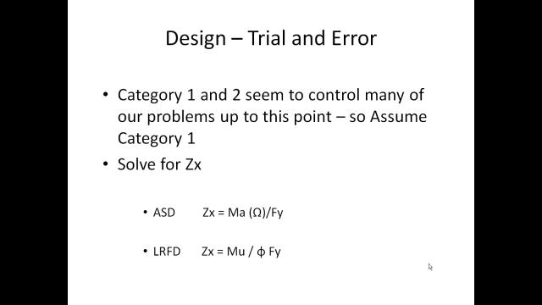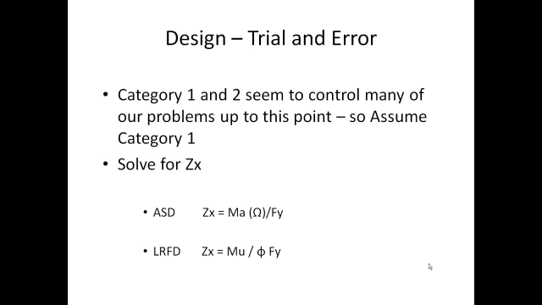So far we've done several examples, and you've probably done multiple homework problems. And I'd say in just about all those homework problems your steel beam was controlled by category 1 or category 2 type of behavior. It's rare that category 3 crops up. But let's for a moment assume that we're going to be controlled by category 1. This is a pure assumption. There's nothing that holds us to it.